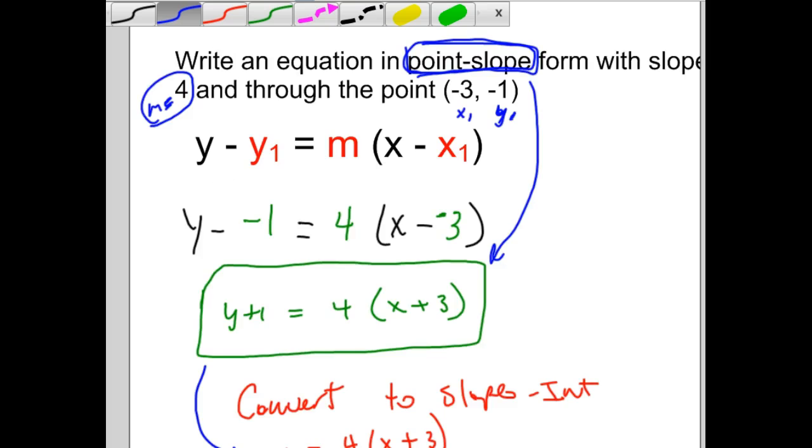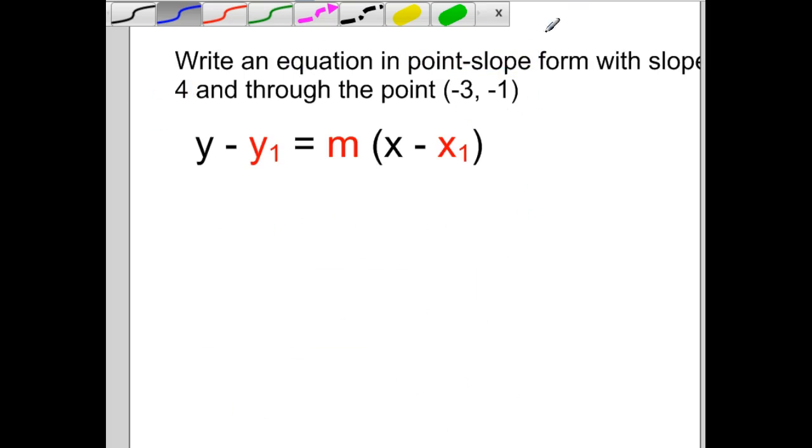So, for example, write an equation in point-slope form with a slope of 4 that goes through the point (-3, -1). This is the x1, this is the y1, so x coordinate, y coordinate. Replace what you know.